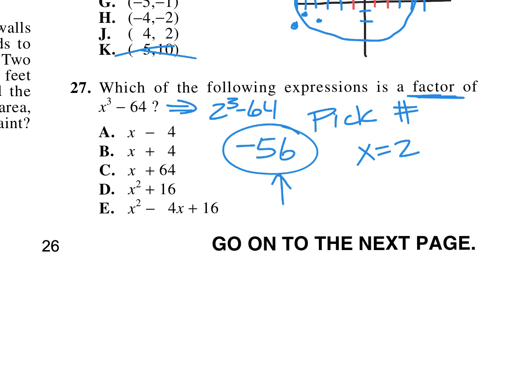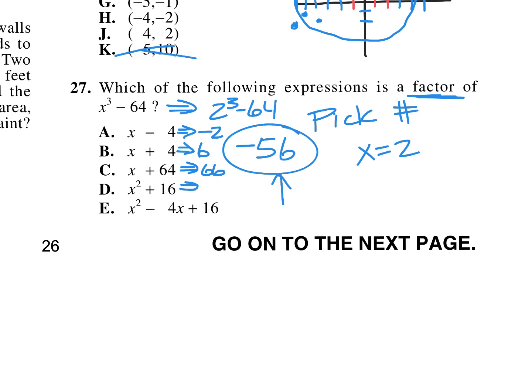All I'm going to do is I'm going to plug 2 in. So I go to A. I plug 2 in. 2 minus 4 is negative 2. Does negative 2 go into negative 56? Yeah. Okay. I tried the others. What's 2 plus 4? 6. Does 6 go into 56? Nope. This doesn't make sense. 2 plus 64, 66. Is that going to go into 56? Oh, that's way too big.